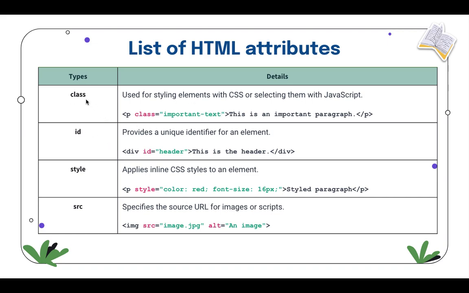You can see the first attribute is class. Inside the paragraph, you see here we have added one class attribute, and we have added the name of the class, important text.